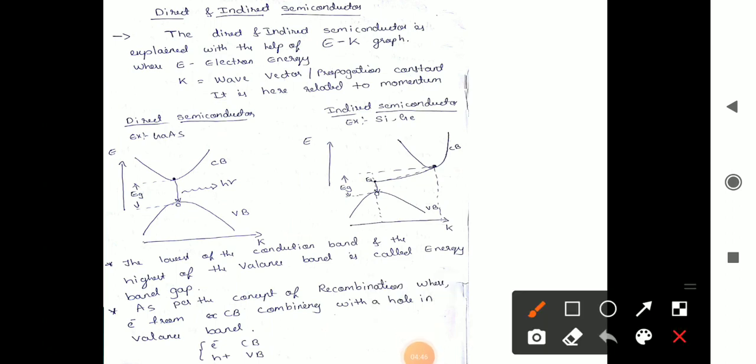As per the concept of recombination, where an electron from the conduction band combines with a hole in the valence band, it has to satisfy the conservation of energy as well as momentum. When an electron falls from the conduction band to the valence band, the energy is conserved in the sense that energy is given in the form of light. So the energy conservation policy is applicable now.